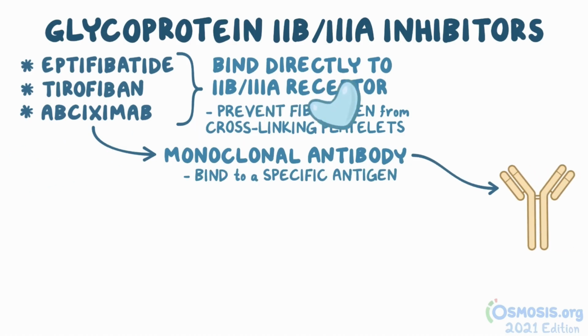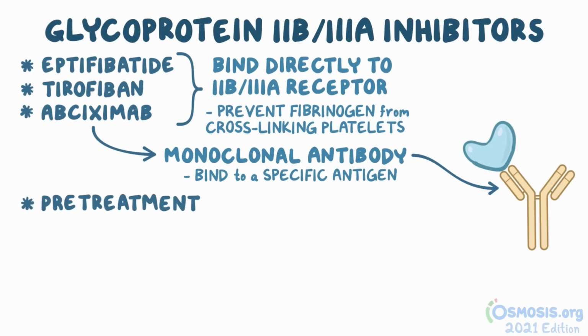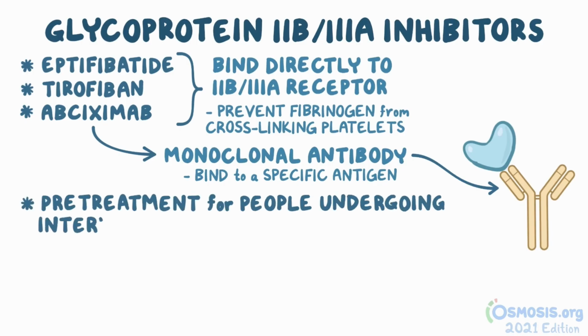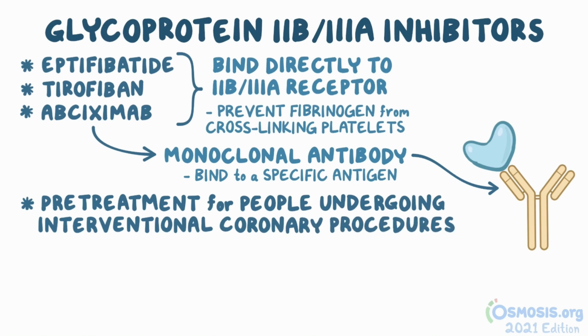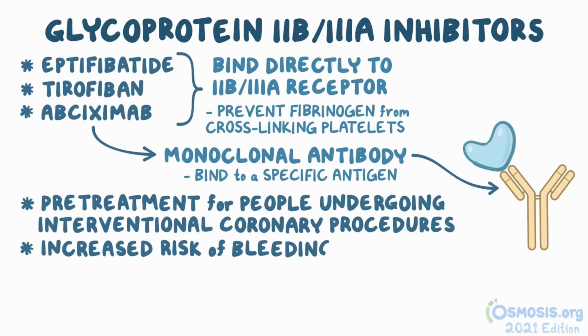antigen. Now, the glycoprotein 2b/3a inhibitors, mainly abciximab, get used as pretreatment to prevent ischemic complications for people undergoing interventional coronary procedures. These medications are all associated with an increased risk of bleeding and thrombocytopenia, or low platelets.